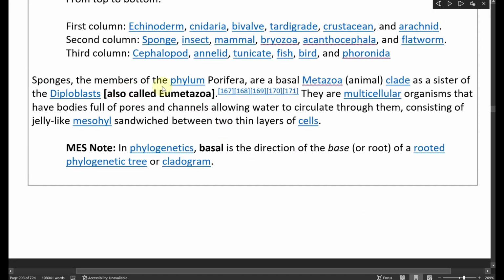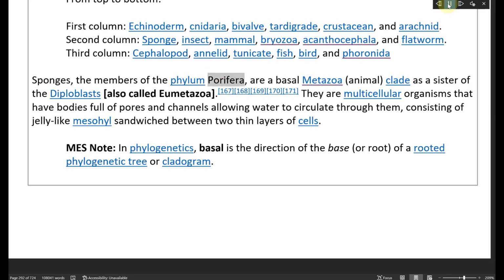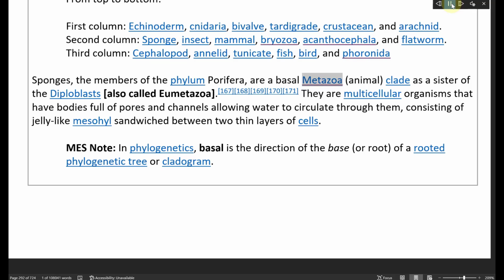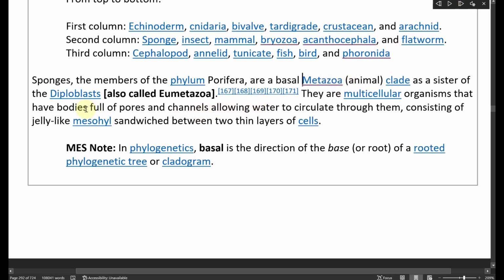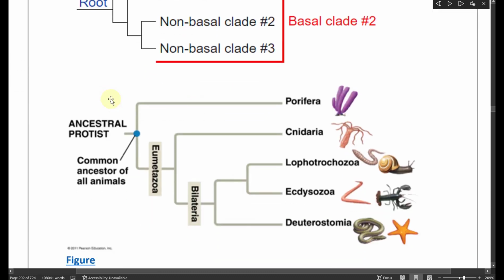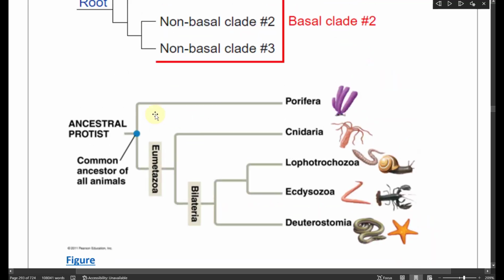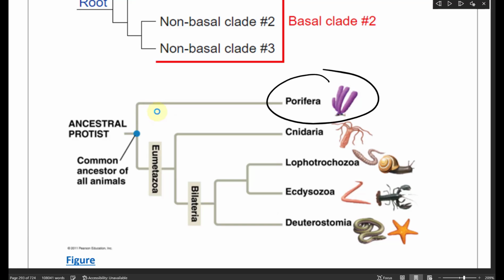Going further, this is sponges, a member of the phylum Porifera, a basal animal clade, Metazoa, as a sister of the diploblasts. For example, if you look at this on Quizlet.com, you have the ancestral protist, the common ancestor of all animals. And then this is the basal one here, Porifera. So sponges are a basal one of this animal setup.